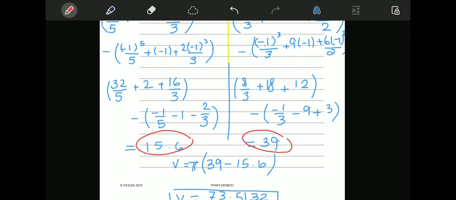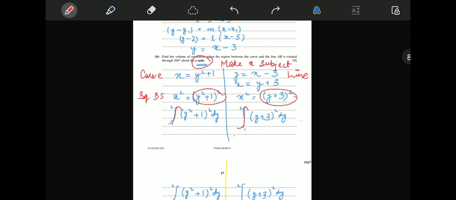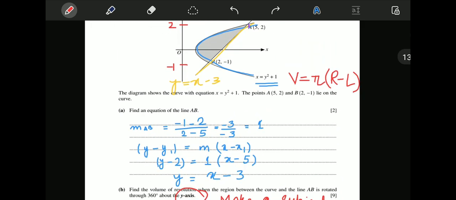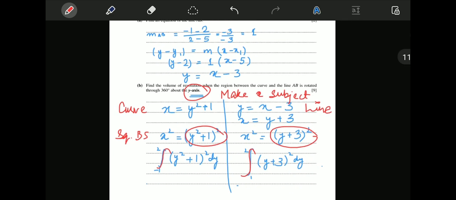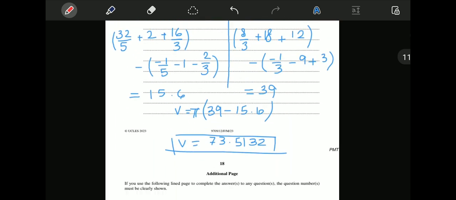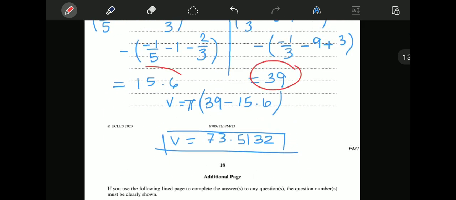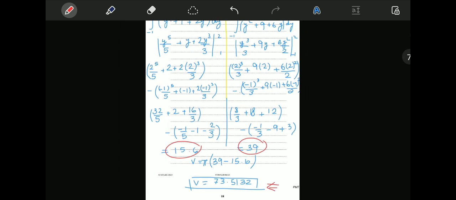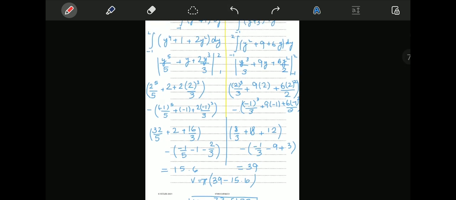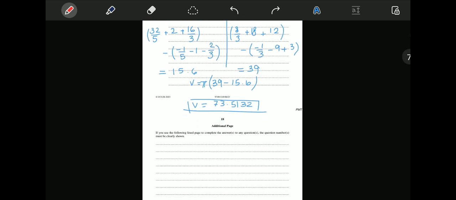Now I told you at the start that a volume of this kind will give you pi times right curve minus left curve. So pi times the integration of your line and the curve. So the integration of your line was 39 and this was 15.6. So subtract and multiply with pi, you will get your required volume, this one. That's it. This is your whole working and your paper is ended.